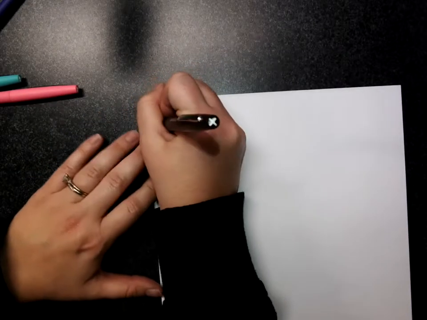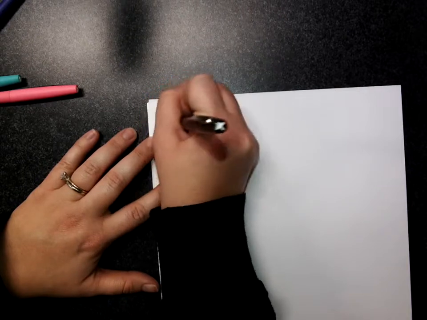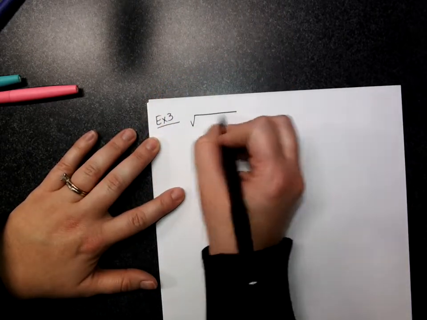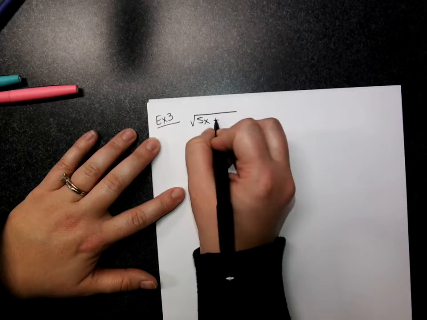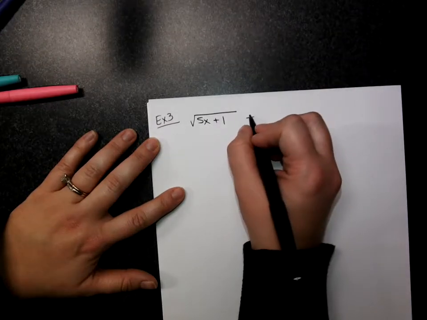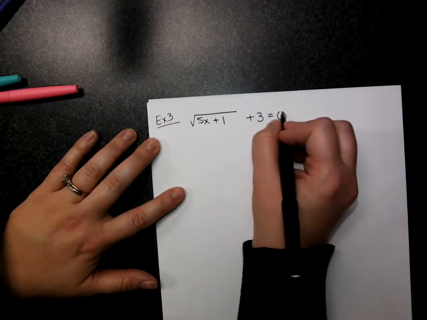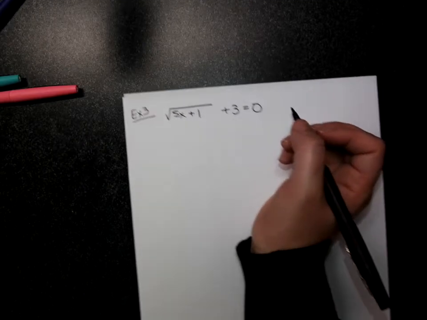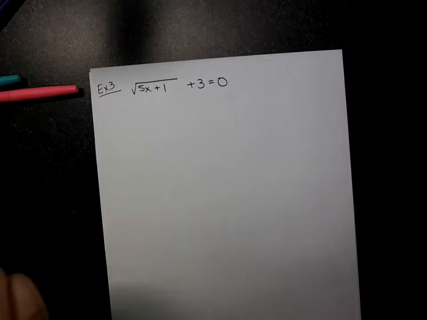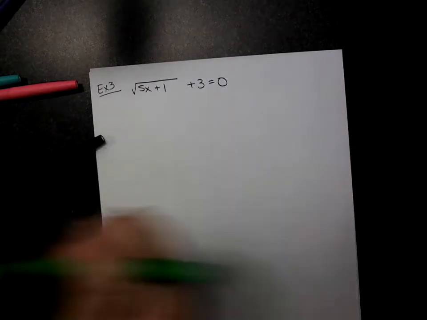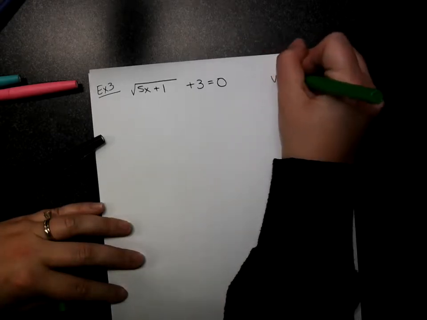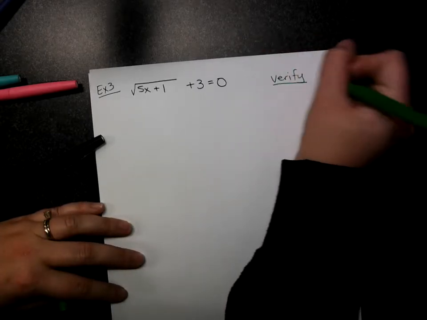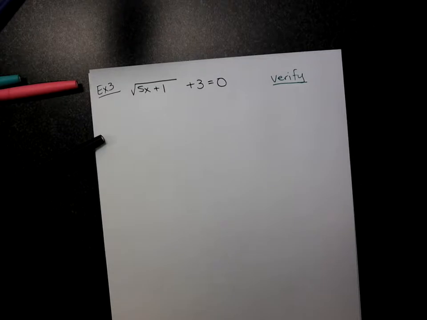Example 3. I have the square root of 5x plus 1, and then outside of the square root I have plus 3 equals 0. And I always like to write the word verify off to the side because otherwise I will forget. So we're going to verify that when we're done.